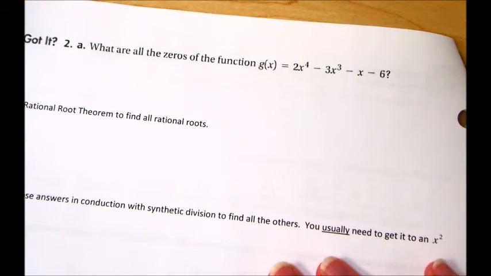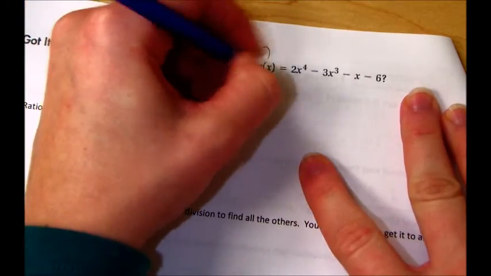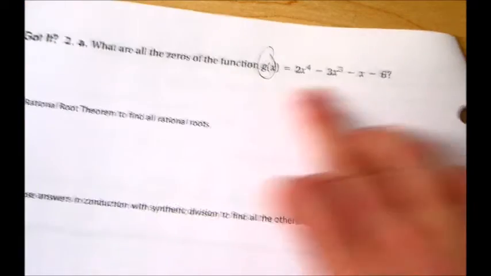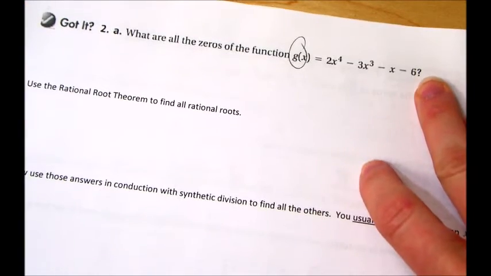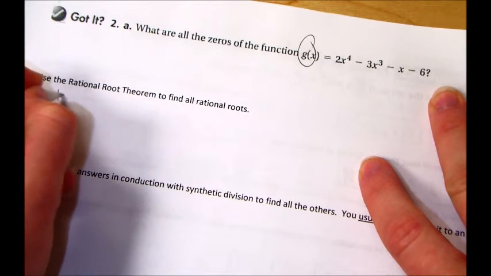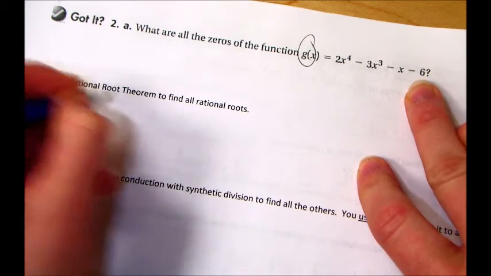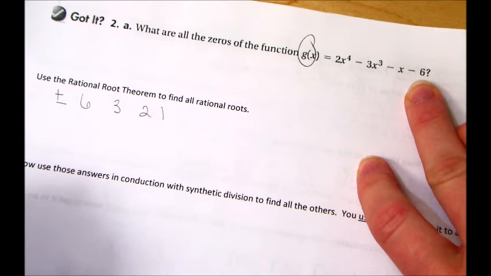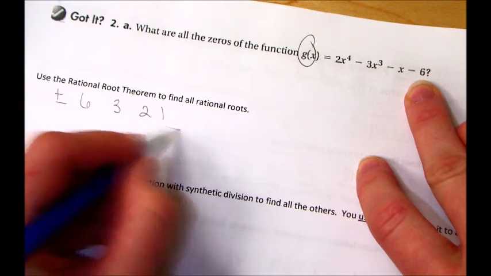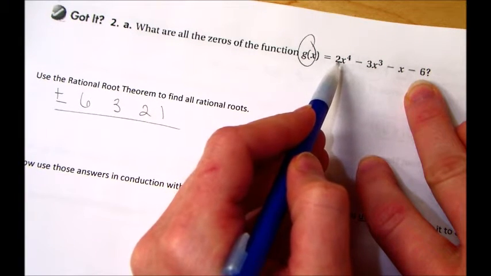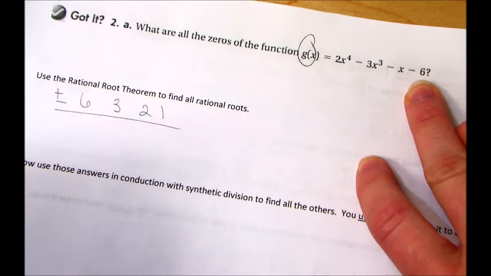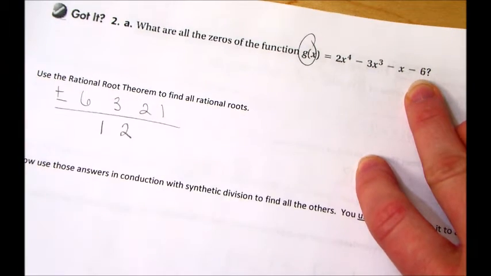Let's do the second Got It. When we do the second Got It, they're asking us for these particular zeros now. So we're going to set this equation equal to 0. I don't see any GCF I can take out, so we will do plus and minus the back number of 6, 3, 2, 1, because those are the numbers that go into 6, over plus and minus this coefficient, which is 1 and 2. So this one has more things to test.